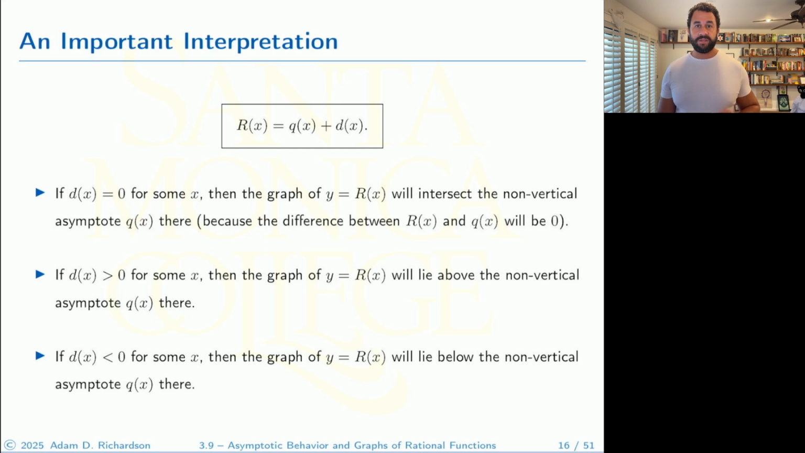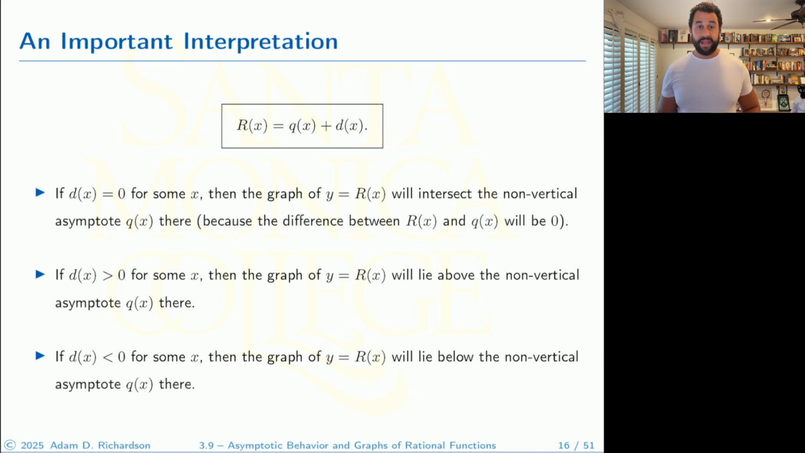Okay, so just like we saw before when we were doing a sign analysis and we had a difference function for when we were looking at a root finding problem back in chapter 2, I think it was section 2.6. If the difference is 0 for some x, then the graph of the rational function will intersect the non-vertical asymptote q of x there. Again, because the difference between r of x and q of x will be 0. That's what that's saying. If d of x is 0, then your graph, the actual rational function, is intersecting the polynomial asymptote at that point.